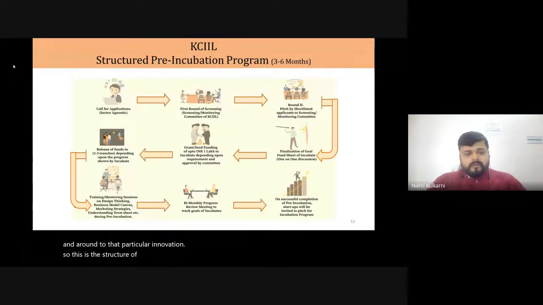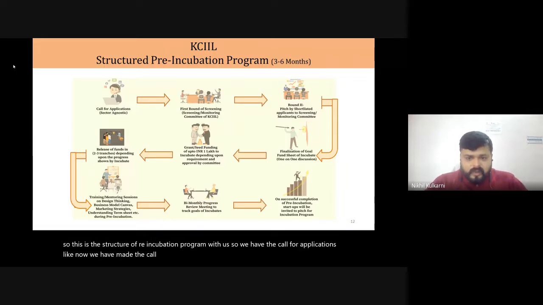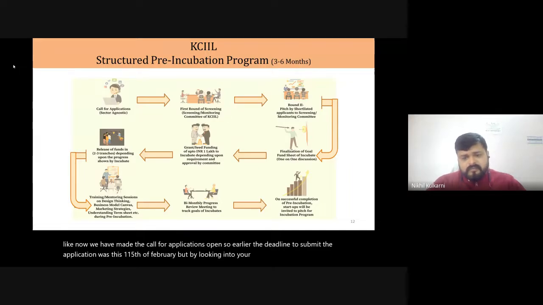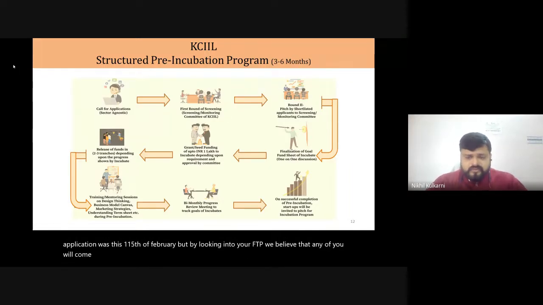So we have the call for applications. Like now, we have made the call for applications open. Earlier the deadline to submit the application was the 15th of February. But looking at your FDP, we believe that any of you will come to us and submit your innovation, at least to realize whether it will be feasible or not. So we extended the date till the 2nd of March.